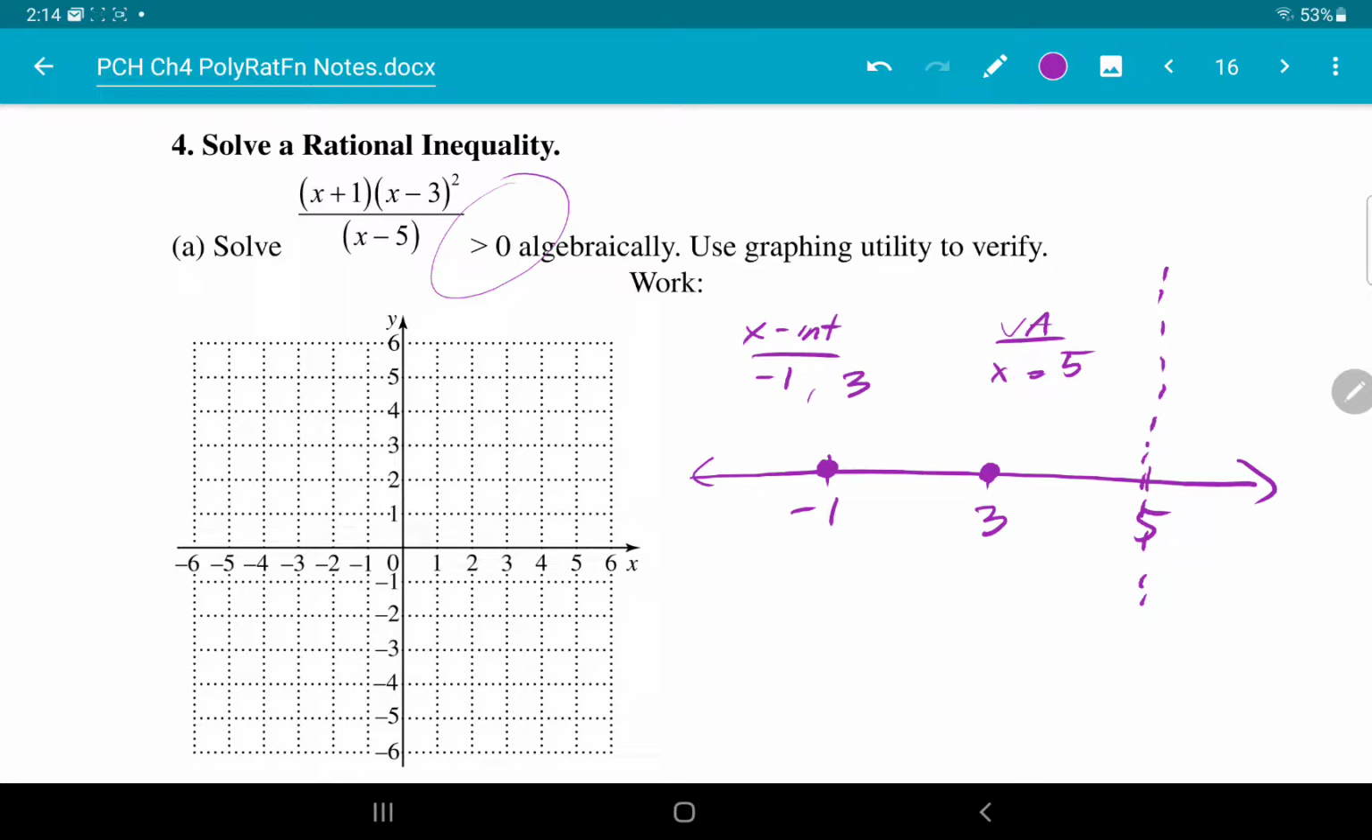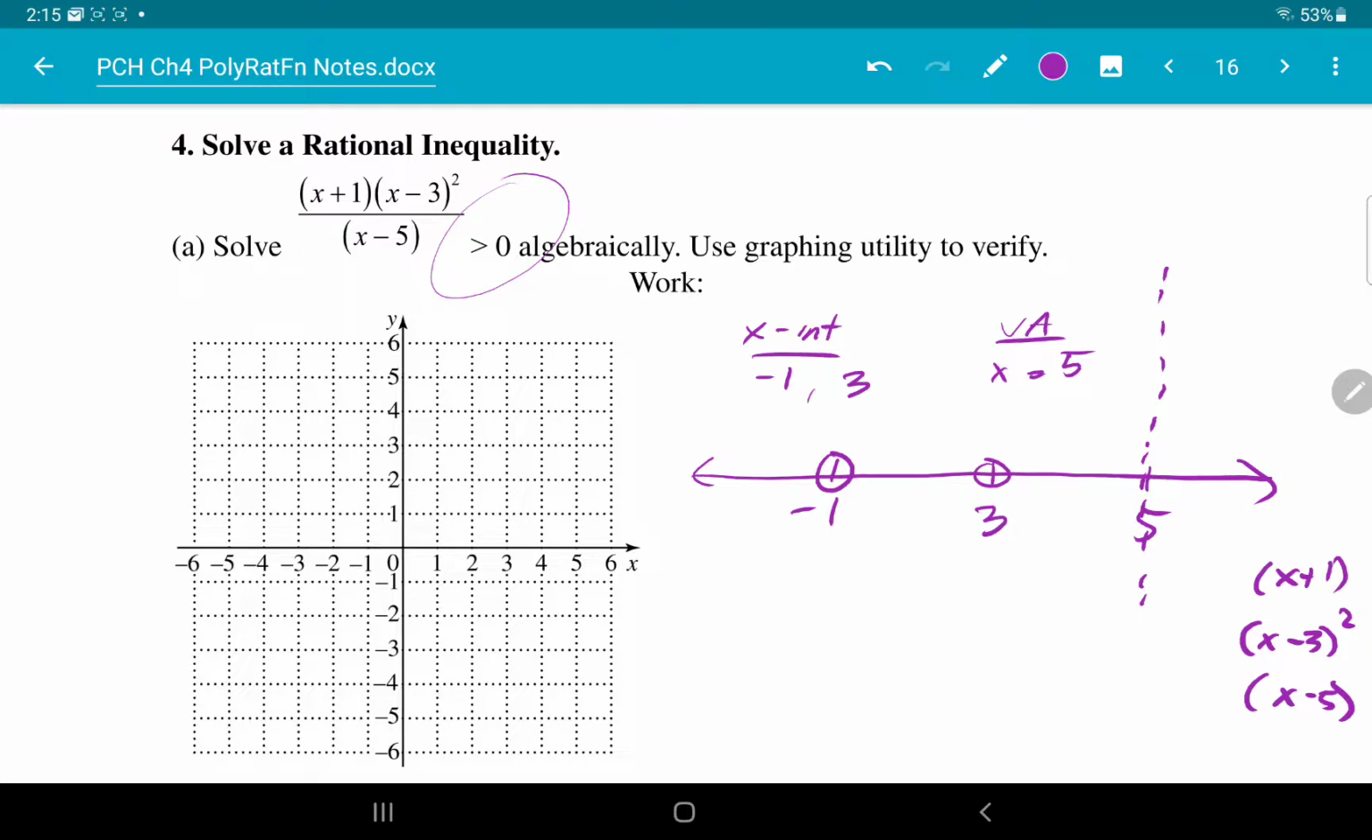Actually, if you want to do this in a different manner, you can say, since I don't want the values of -1 and 3, I'm going to give those open circles, knowing that I should not include those values. So that's a way of doing it too. And then from here, you can just do your sign analysis. You've got x plus 1, you've got x minus 3 squared, and you've got x minus 5. You can even do the denominator.